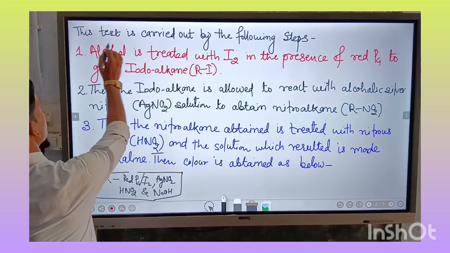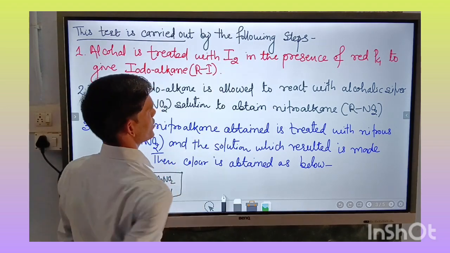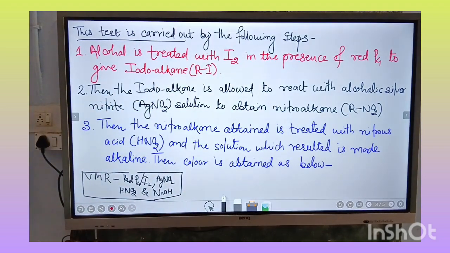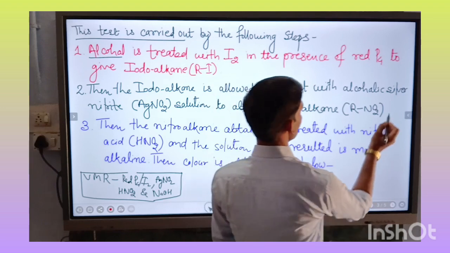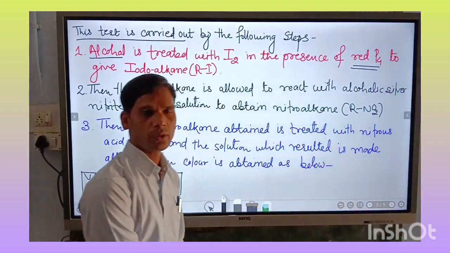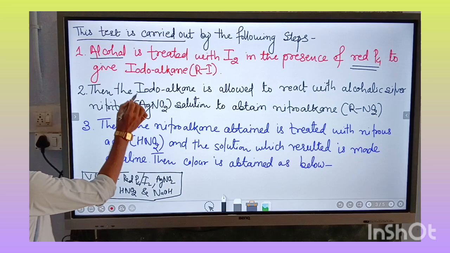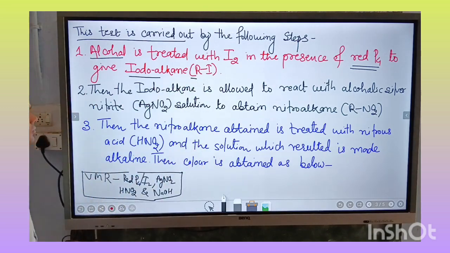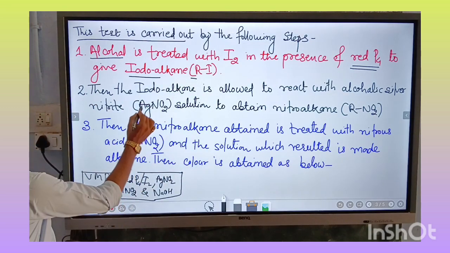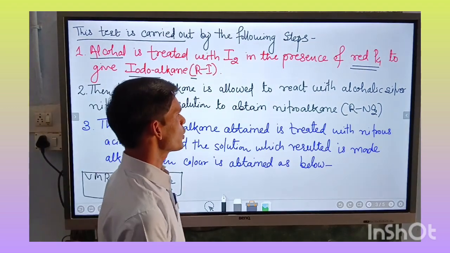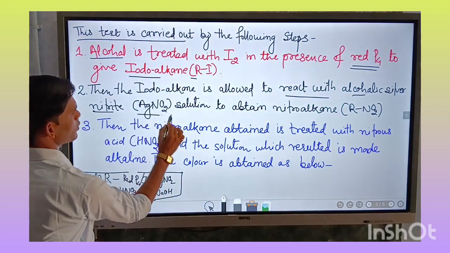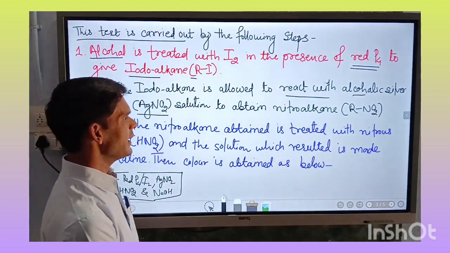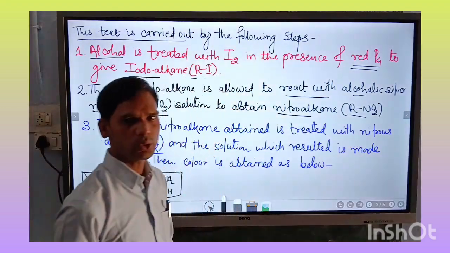This test is carried out by the following steps. How can we perform this test? So first of all, alcohol is treated with iodine in the presence of red phosphorus to give iodoalkane. Then the iodoalkane is allowed to react with alcoholic silver nitrite AgNO2 solution to obtain nitroalkane RNO2.